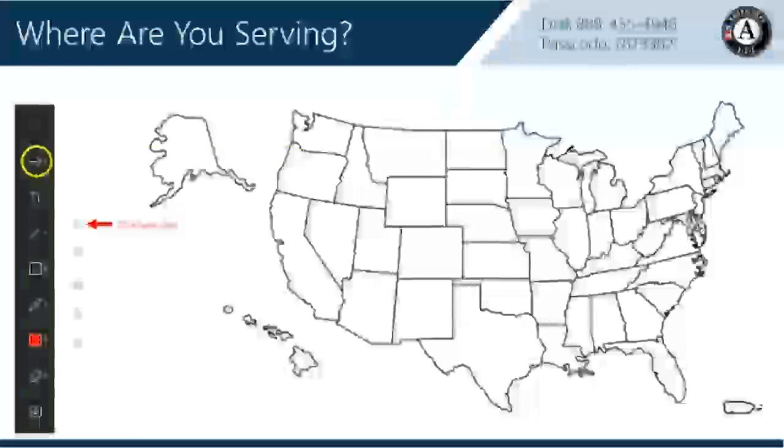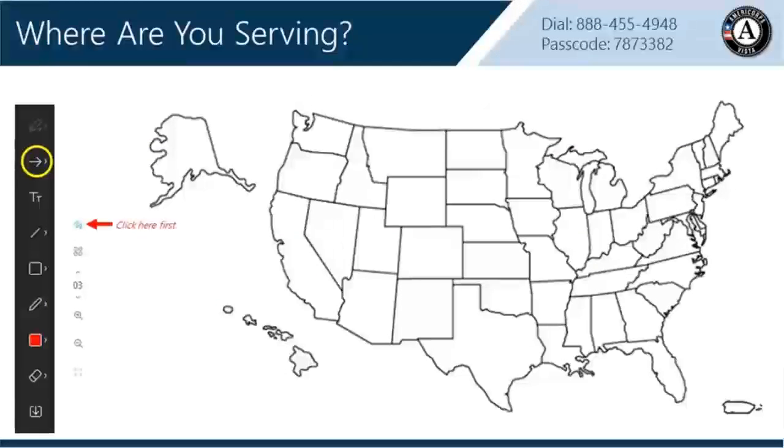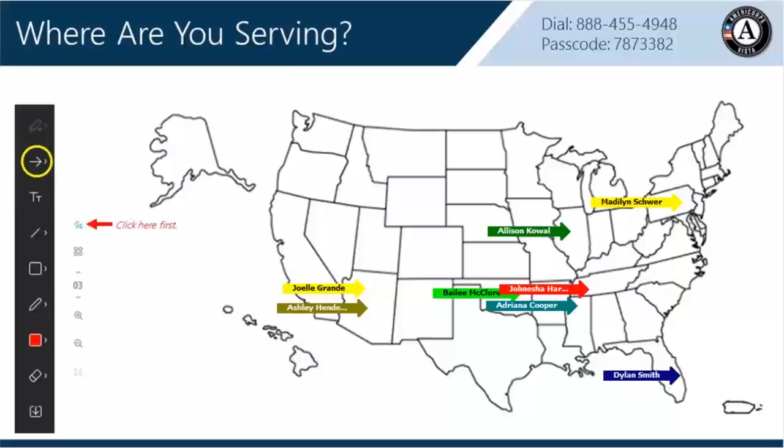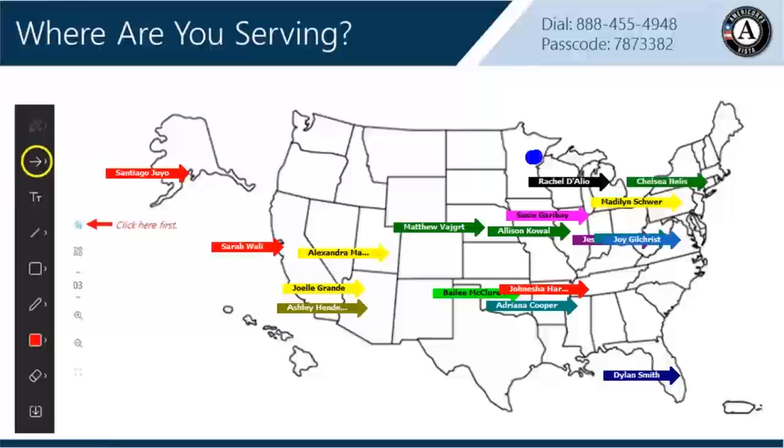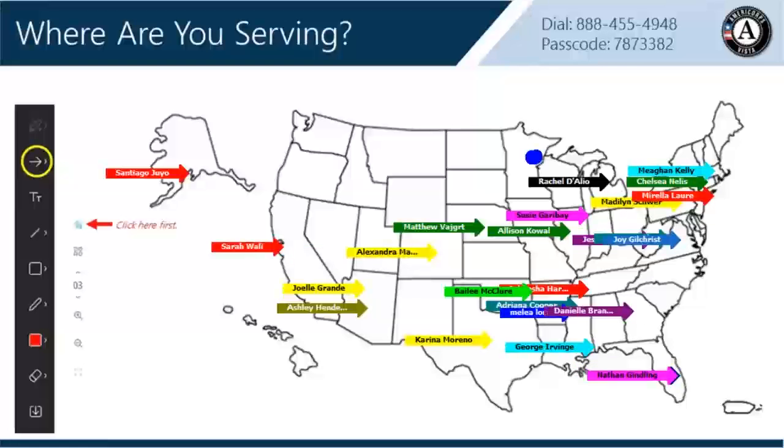So now that you know a little about who we are and where we're located, we want to know where you're serving. If you are unable to use the annotation tool, please write your city and state in the chat panel. With all of the people attending this webinar, it is great for people to start making connections and see who may be serving near them. Let's use the annotation tool to get a better visual.